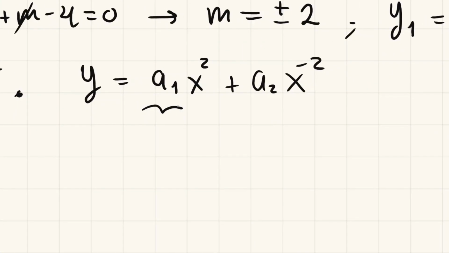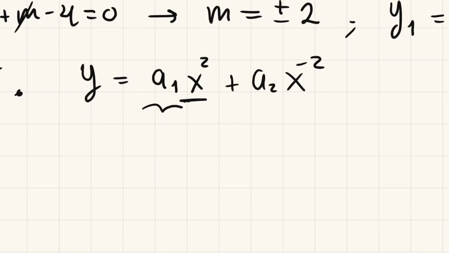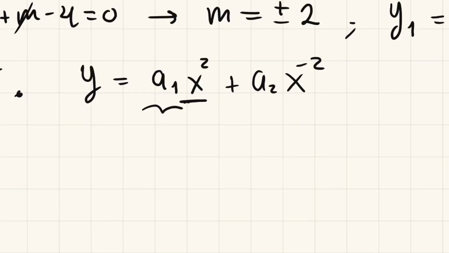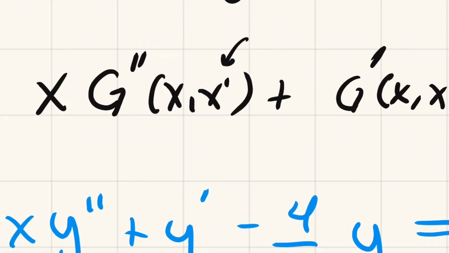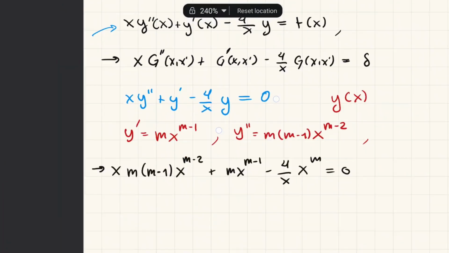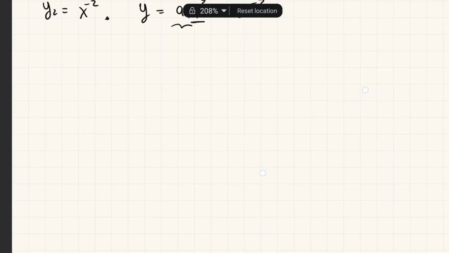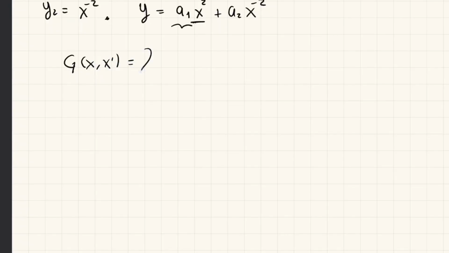But since the green function is a function of two variables, the constants next to the x are not going to be constants; they are actually going to be functions of x prime, which is the other variable of the green function. So we are going to propose a green function of the next form: A of x prime times x squared plus b of x prime x to the negative 2.